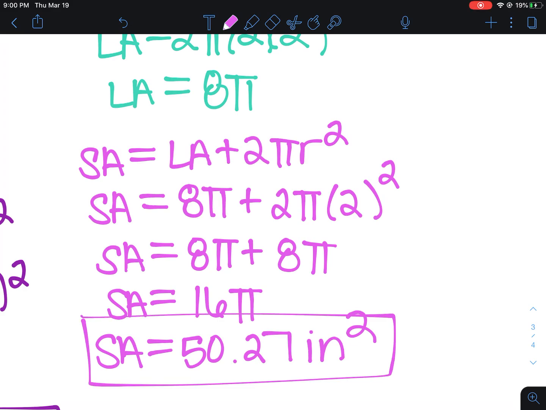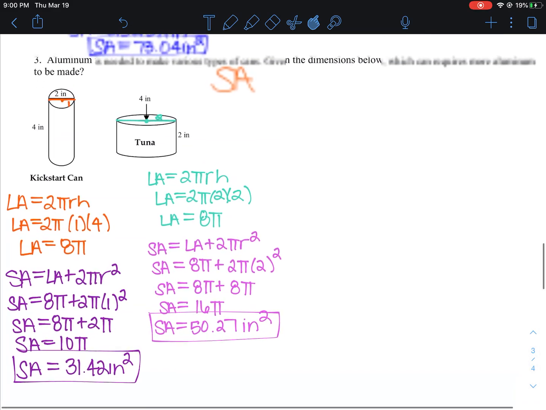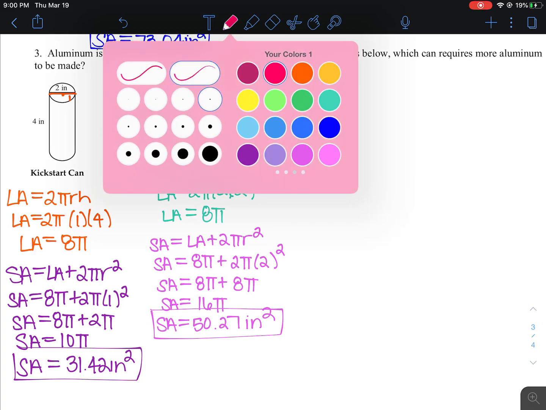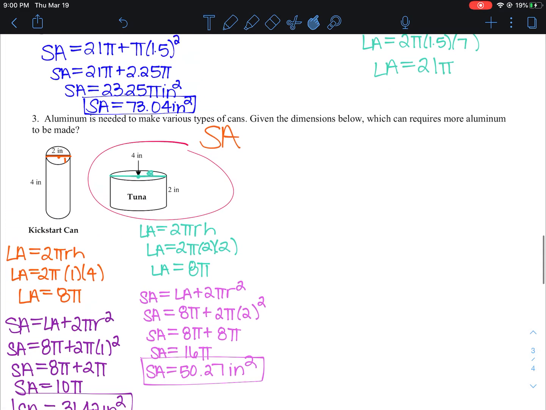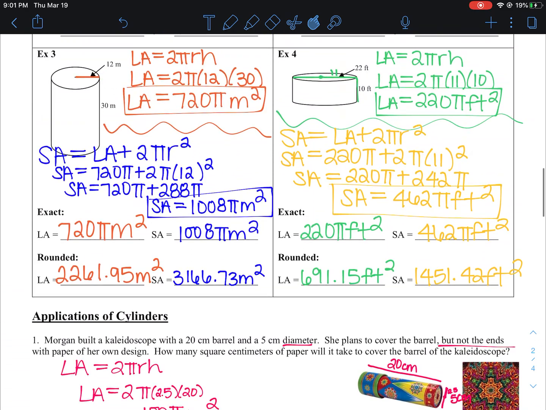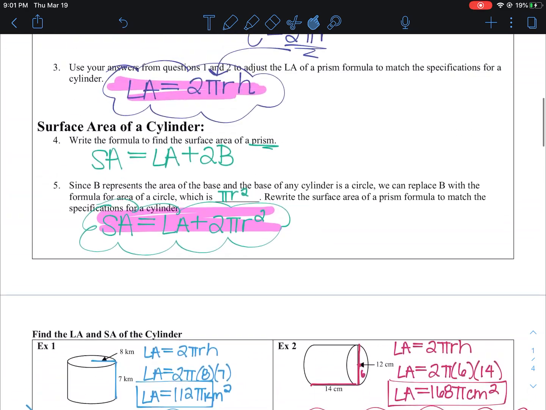inches squared. Okay, so it's clear to see when it says which can requires more aluminum to be made, it would be the tuna can, right? Because the surface area is 50.27 inches squared, whereas the surface area for the Kickstart can was 31.42. Just an observation here, the lateral area was the same for both, right? They were both 8 pi. It's just once you factored in those bases, it made it so that the surface area of the tuna can was actually bigger. So yeah, that is the whole lesson for lateral area and surface area of cylinders.